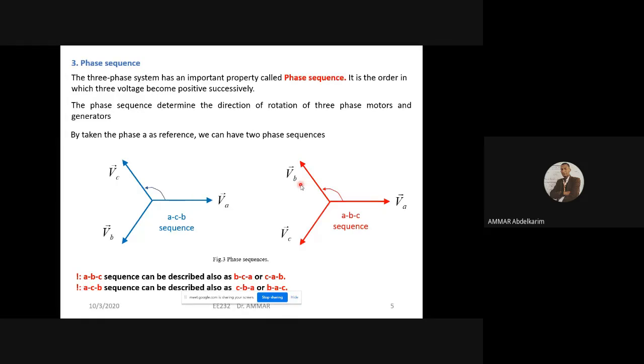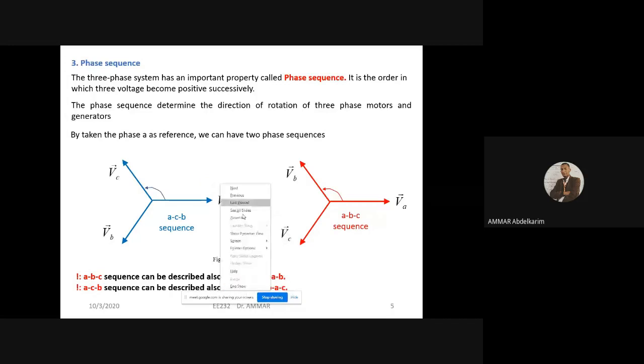It doesn't matter which axis we are going to take. So, for example, here, if we take B as the first one, this phase sequence is BCA, which is the same as ABC. ABC can be described also as BCA if we start from B, and can be described as CAB if we start from C. So ABC or BCA or CAB.